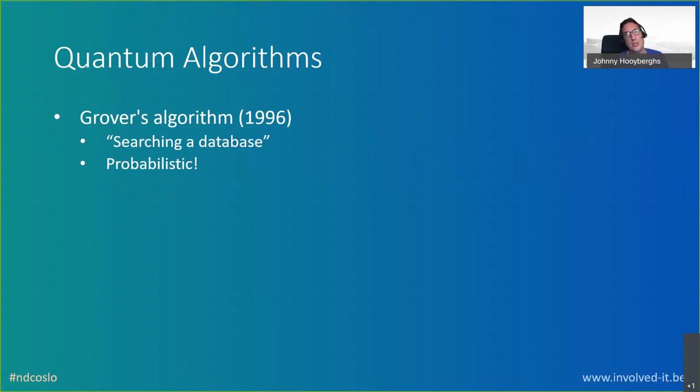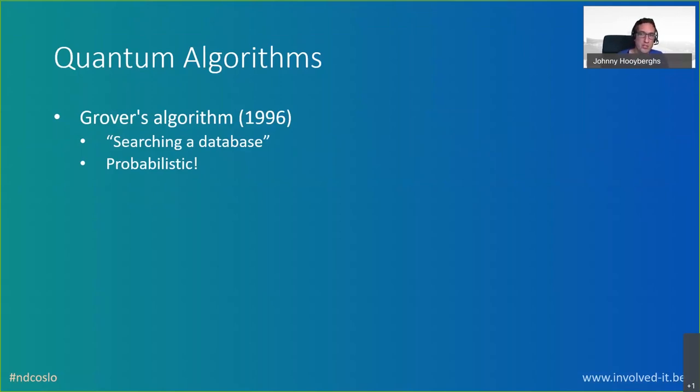It comes down to this: when you have a number of values inside of a database and you need to find a value from that, in a classical way you need to visit all of the items in the database. You need to look at all of them until you actually find it. So the order of complexity is always going to be n. So if you have more items, it will take you longer to find an item in that list.